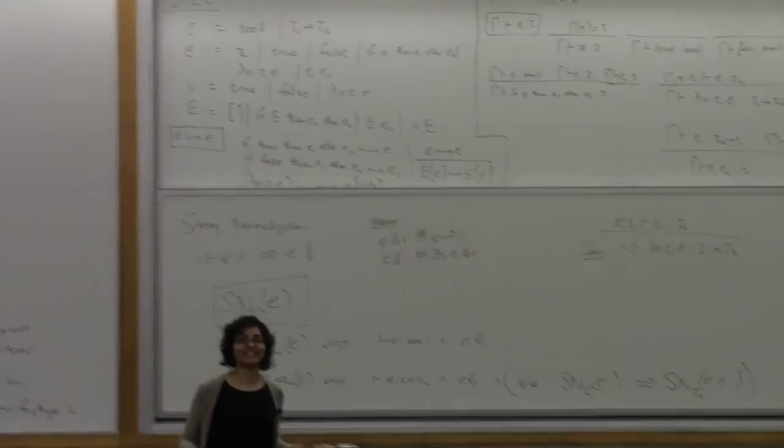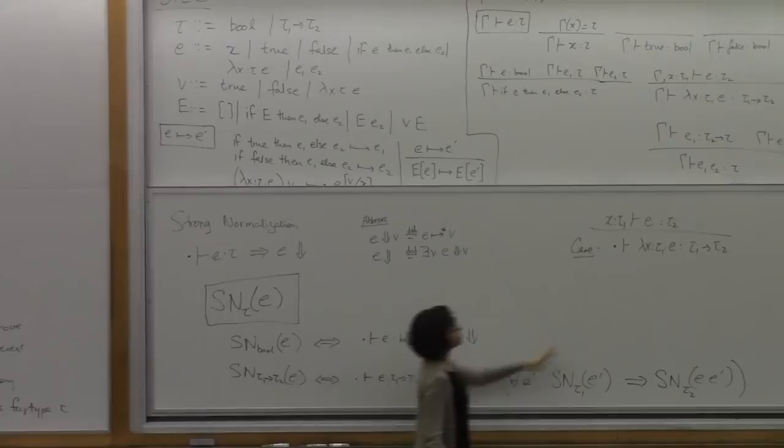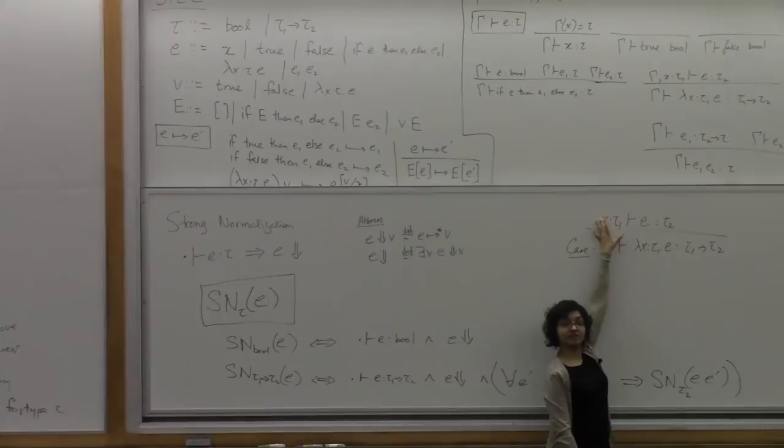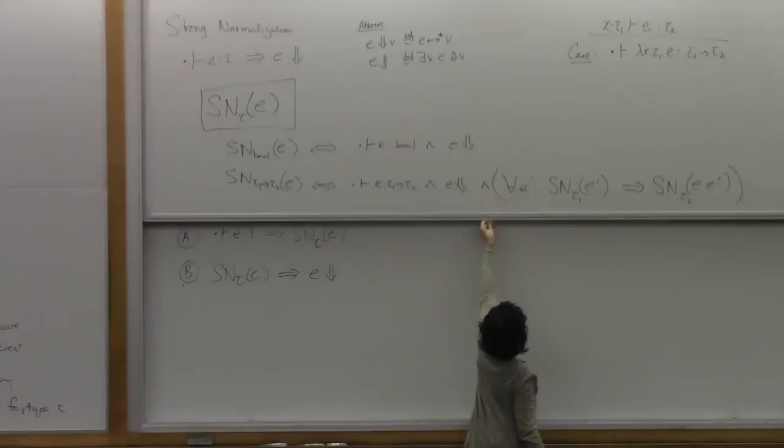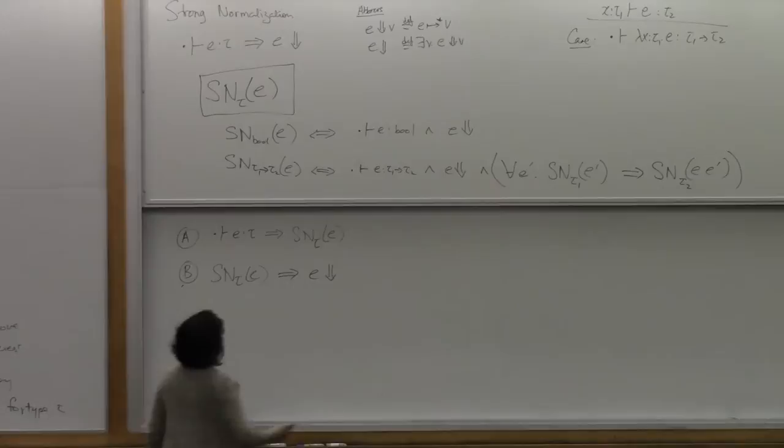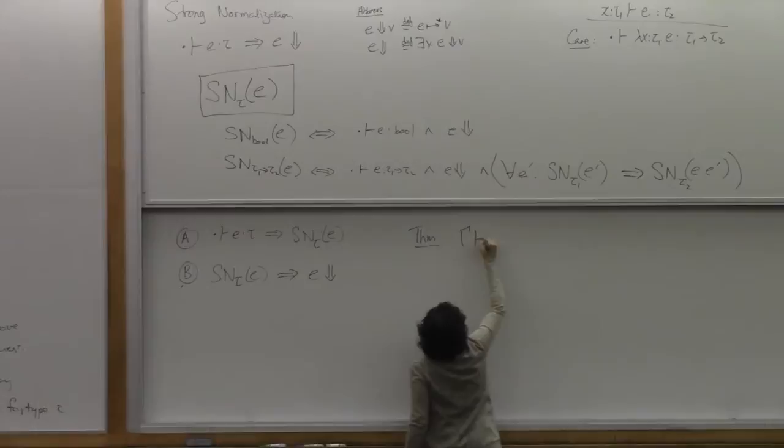we are going to run into trouble because when we try to appeal to our induction hypothesis, we no longer have an empty environment. So we can't do this proof directly, the proof of part A. We're going to have to set up a more general statement of the theorem in order to carry out this proof. In particular, we're actually going to have to prove something about open terms.